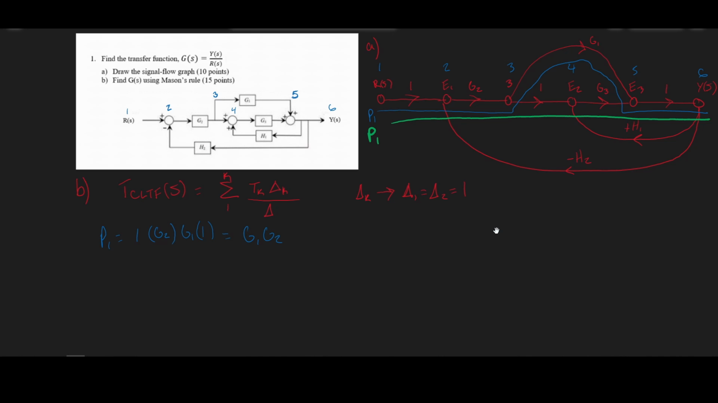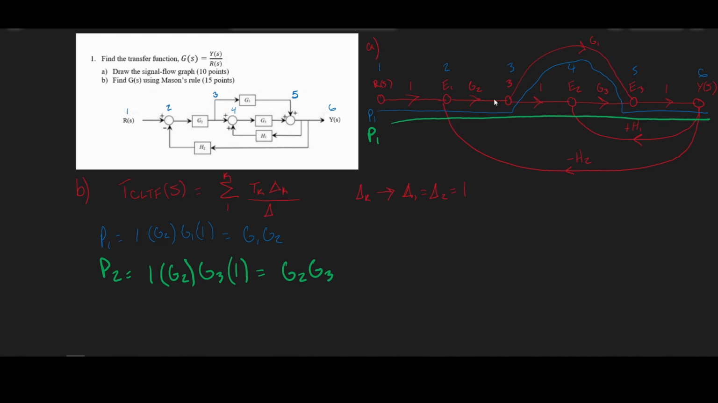Path 2, straight across, we just got 1 times G2 times G3 times 1. So we just got G2 and G3.